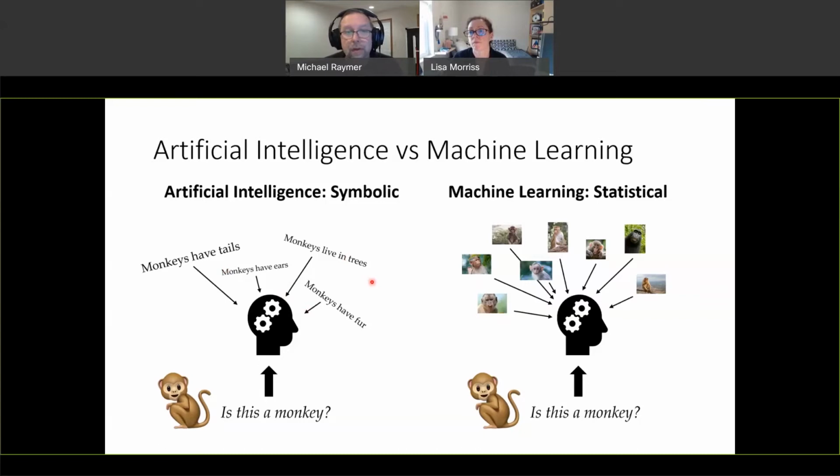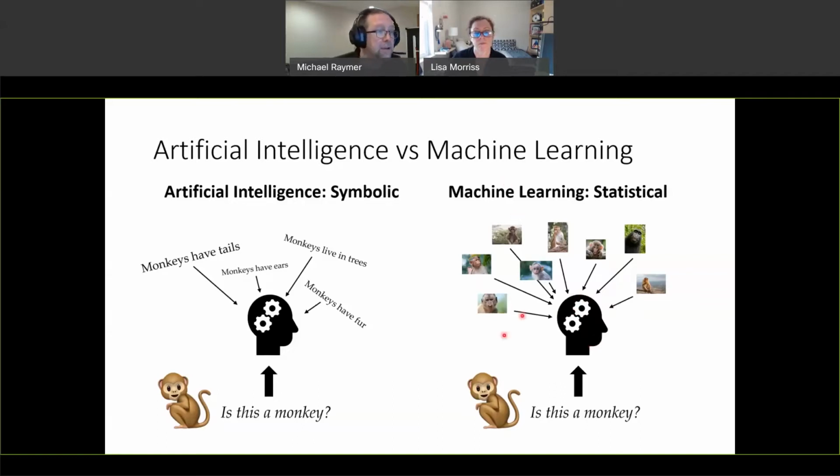Machine learning, on the other side, is very much driven directly by the data. We create an algorithm, and the intention of this program is to be able to tell us whether something is a picture of a monkey or not a picture of a monkey. But the way that we train it involves not telling it anything that we know or think we know about monkeys, but simply giving it lots and lots of examples.